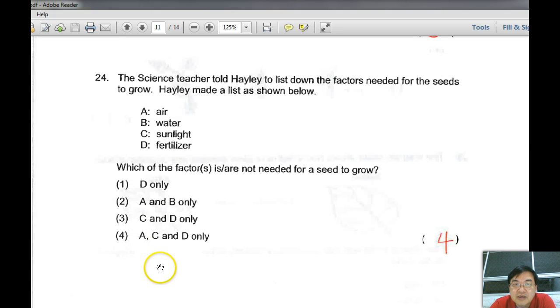Next, the science teacher told Haley to list down the factors needed for the seeds to grow. Haley made a list as below: air, water, sunlight, fertilizer. Now which of the factors are not needed for the seed to grow? Obviously, sunlight is not needed, fertilizer is not needed. C and D are not needed. Let me take a look first. It says the answer D. Just give me a second. Okay, let us continue from here. Now, I would say that this is needed, this is needed, this is not needed, and this is not needed. Obviously, this is wrong. Okay, it is this. It is number 3. The answer. Right. Let's carry on.